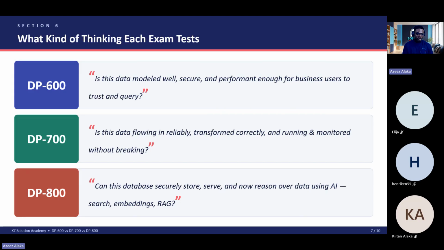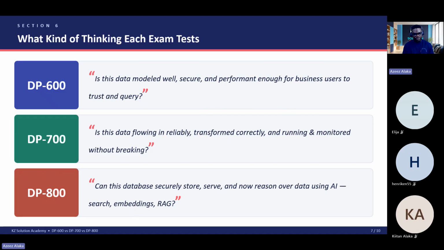So for DP-700: is this data flowing reliably, transformed correctly, and running and monitored without breaking? So it's just data engineering, where we are monitoring the data extraction and data loading. Is it running well? Is it reliable? Is there any failure? It's just about that.